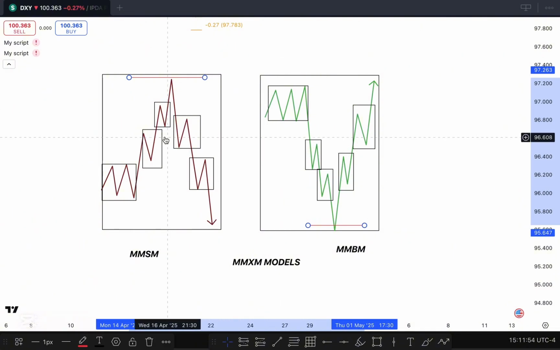Something important I will teach you soon is about mitigation blocks with the first leg and the second leg of accumulation to hit the higher time frame PDRA, and then the first leg of distribution and the second leg of distribution. That is about the market maker sell model. We will show you now an example of the market maker buy model.